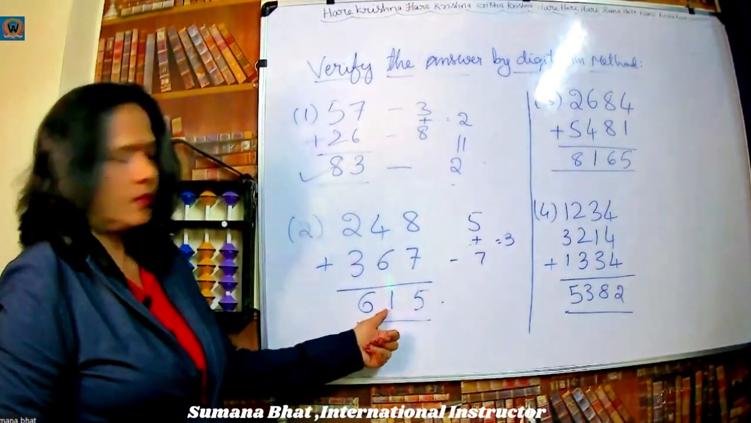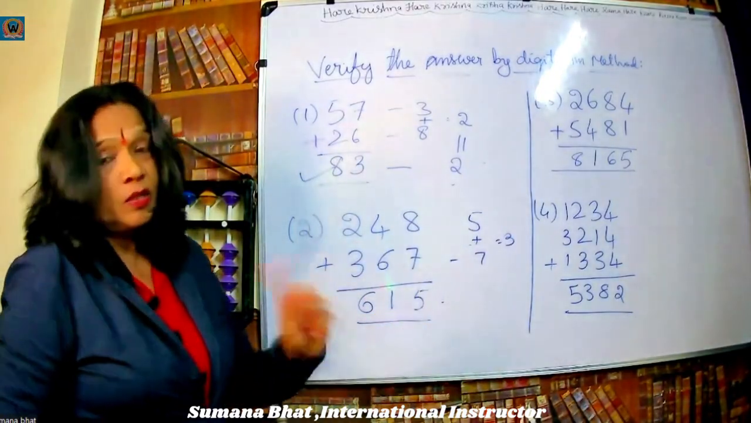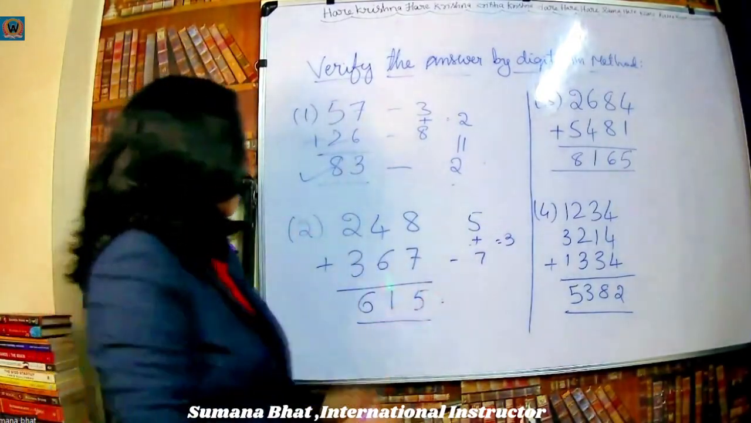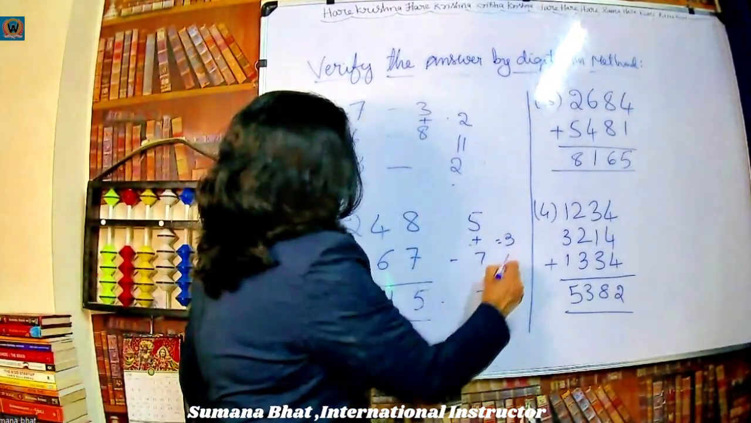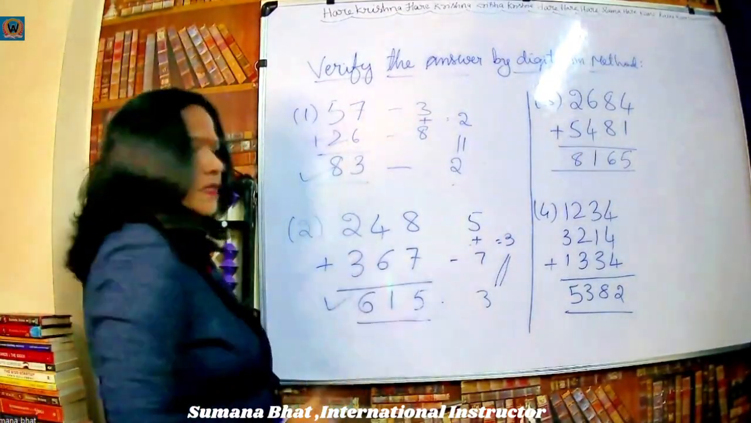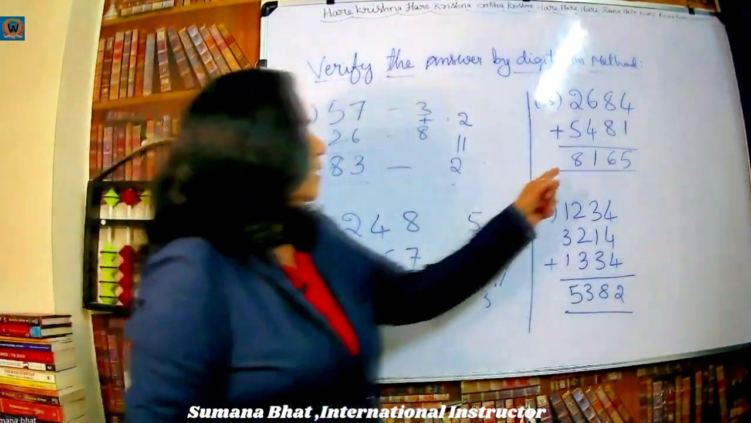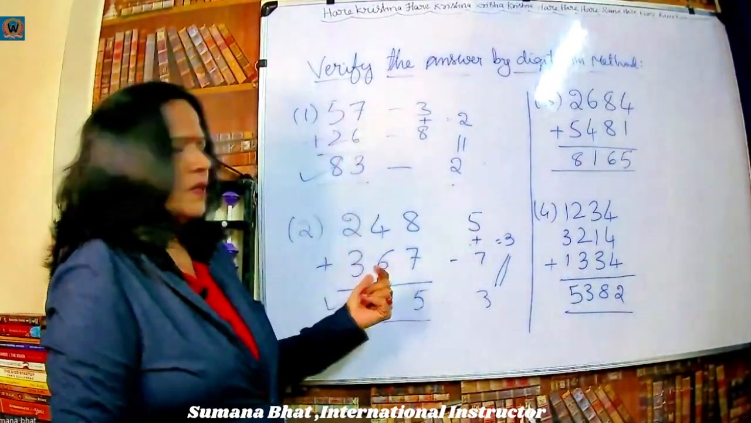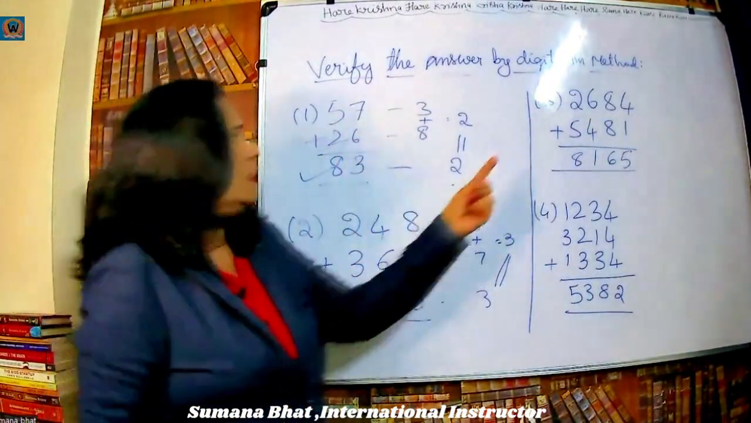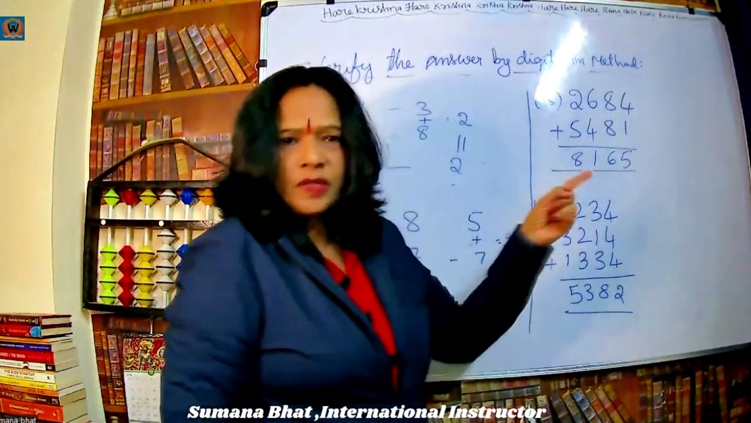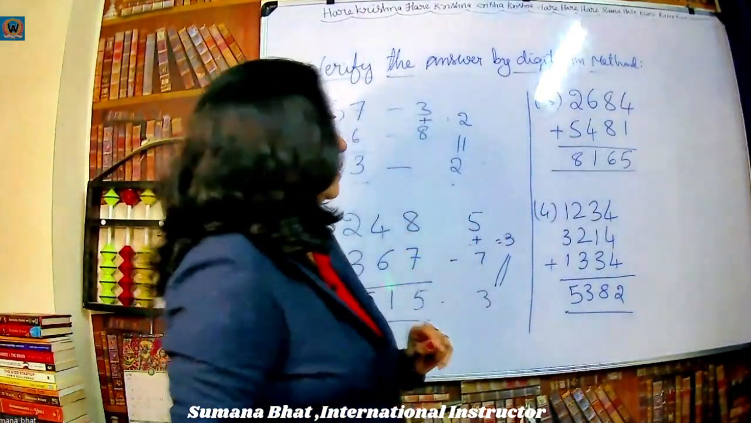6 plus 1 is 7. 7 plus 5 is 12. 12 means 1 plus 2, 3. That means the answer which is given is correct. Yes, it is correct. Okay. Let us see the next one. Here we have done 2-digit numbers. We have checked 3-digit. Let us see bigger numbers, 4-digit numbers, whether this answer is correct or not.